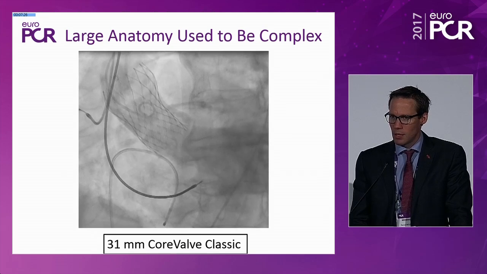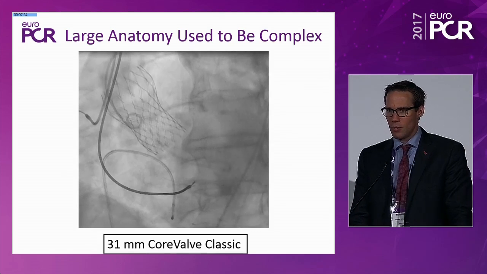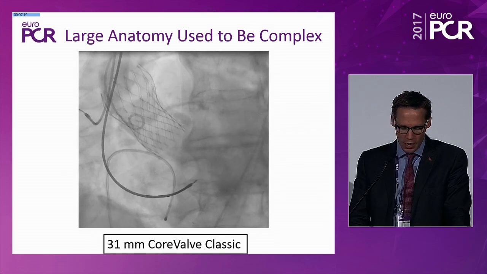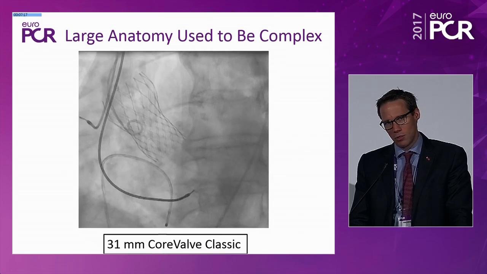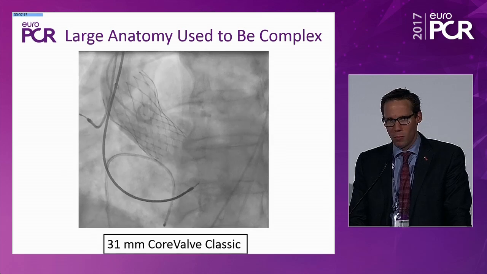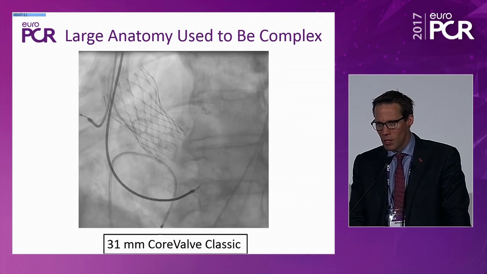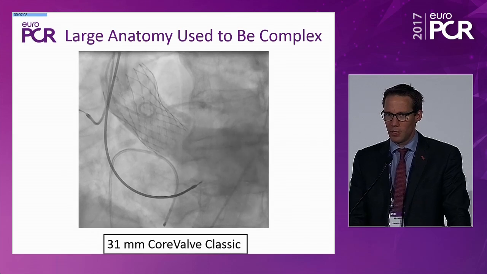Most of us remember these kinds of pictures where we had a 31 Evolut R in our hands. This was a 31 CoreValve Classic in our hands, and this was a difficult valve to control. And certainly, when assessing the CT scan, I would always try to make the valve a 29 if I could, because this was a difficult procedure.